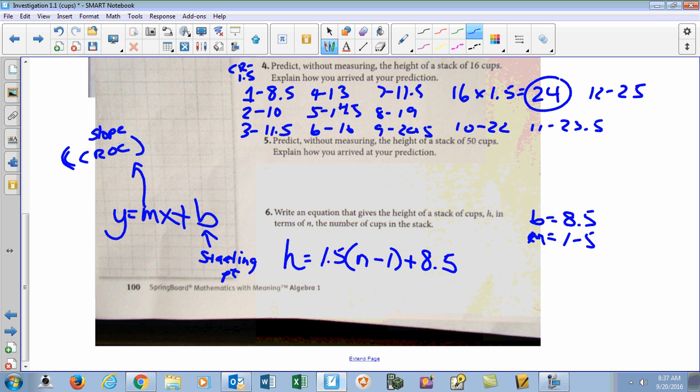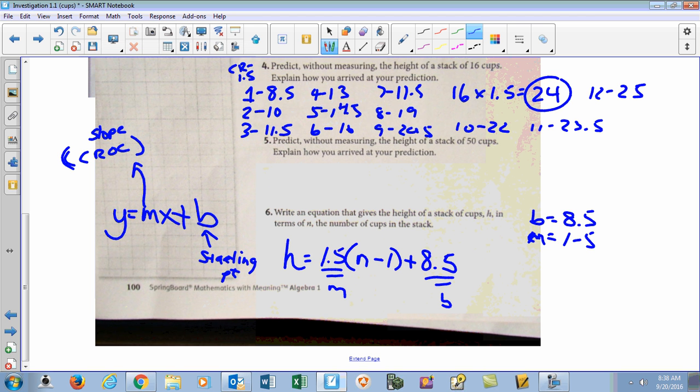Now, if I plug a 2 into here, that's our second cup we added on, right? So 2 minus 1 is what? 1. If I multiply 1.5 times 1, that's 1.5. What's 1.5 plus 8.5? So your constant rate of change is here. Your starting point is here.